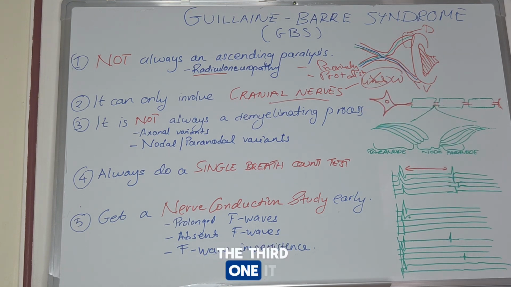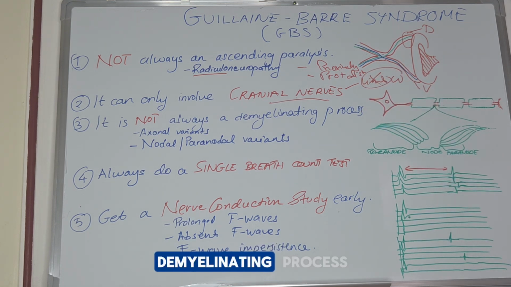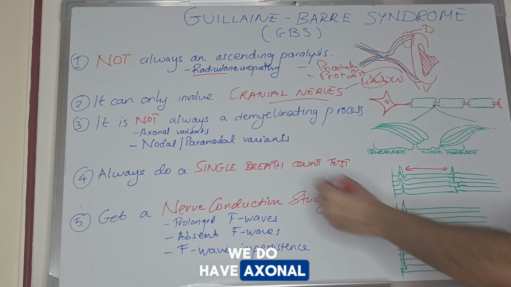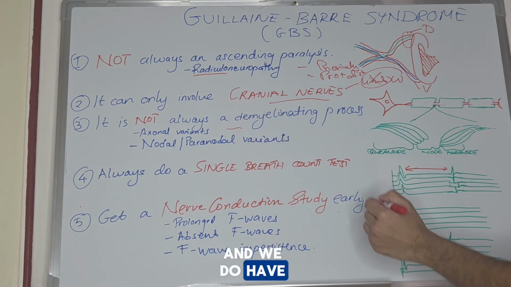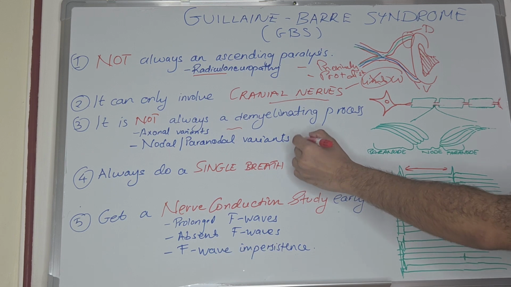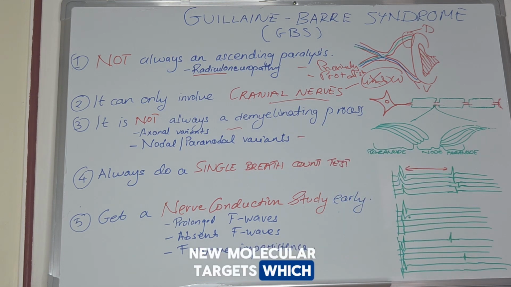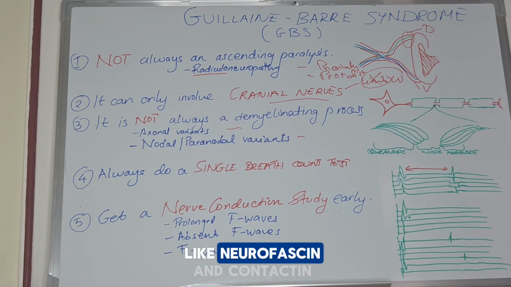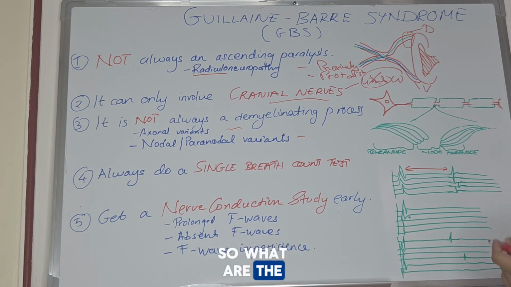The third one, it is not always a demyelinating process. We do have axonal variants and we do have nodal or paranodal variants. New molecular targets which are paranodal proteins like neurofascin and contactin show that some forms are actually nodopathies. So what are the nodopathies?